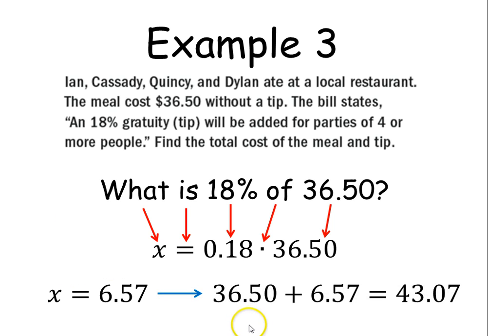So what this means then is we're going to take that $36.50 plus the $6.57 and get $43.07. So their total bill is going to be $43.07. That's what they're going to leave behind, despite the fact that the bill said $36.50. They add on the 18% for the tip, and they pay $43.07.